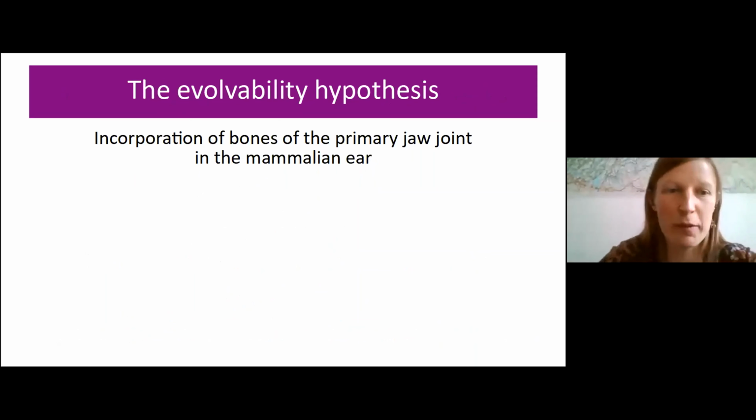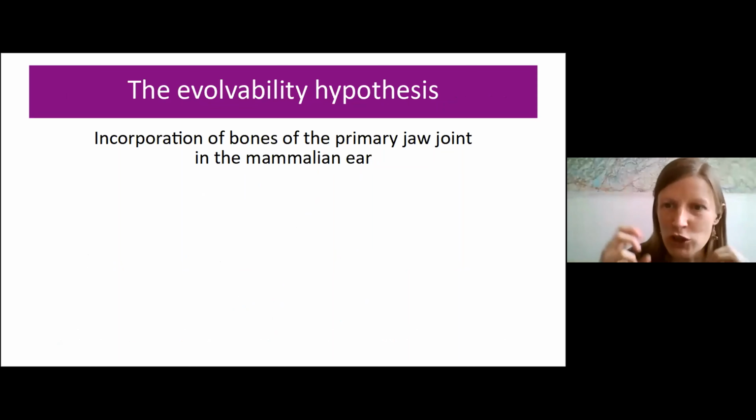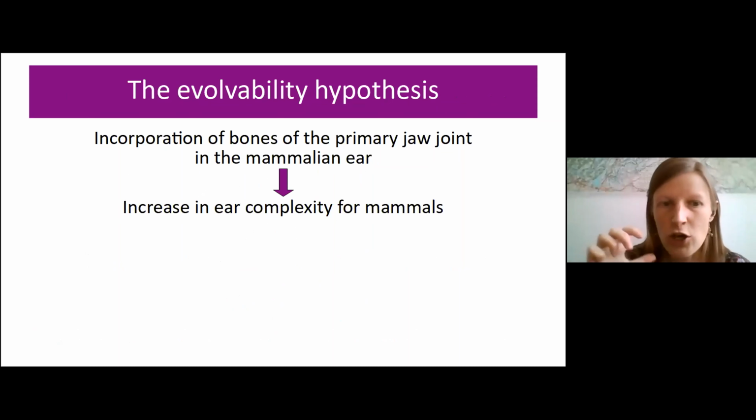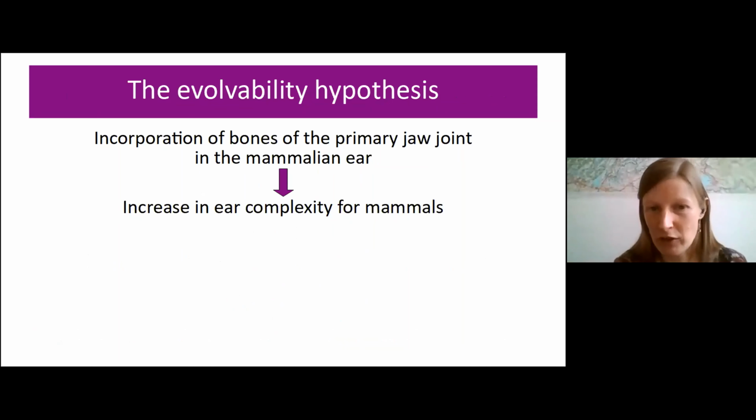This is the evolvability hypothesis. And this hypothesis is that with the incorporation of the bones of the primary jaw joint in the mammalian ear, you increased the ear complexity for mammals in terms of development, in terms of genetic control, in terms of regulation. So for example, the malleus and the incus have a developmental origin in the first pharyngeal arch, which you don't have in birds or in lizards. So you have a more complex development, so more possibility for evolution to play with the variability of the ear elements.